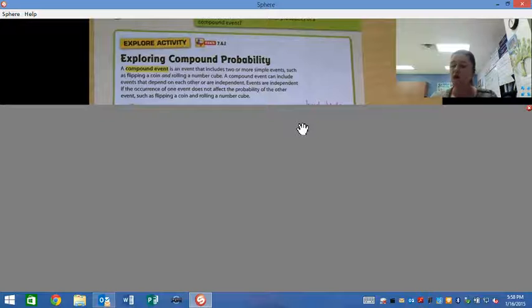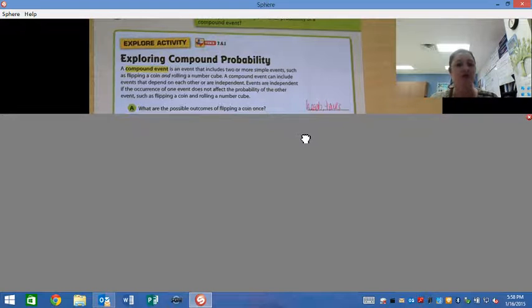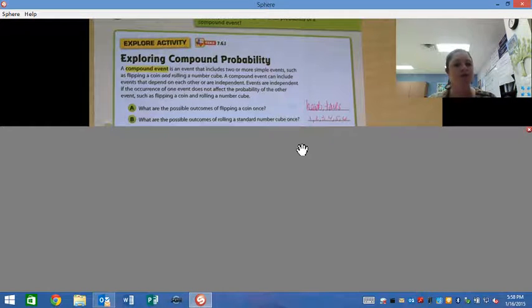So, letter A says, what are the possible outcomes of flipping a coin once? Well, you can get heads or tails. That's it. That's your only options. B says, what are the possible outcomes of rolling a standard number cube once? This is just a die, guys. It's 1, 2, 3, 4, 5, 6. We should be familiar. We've been using these.